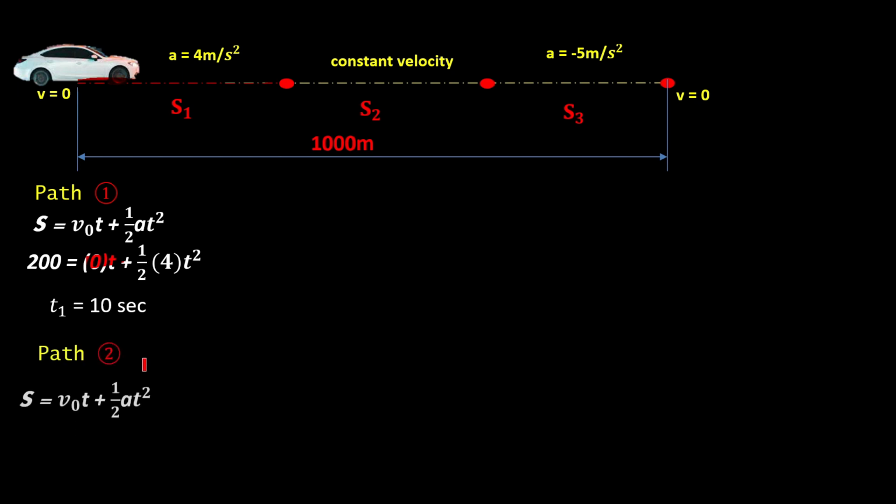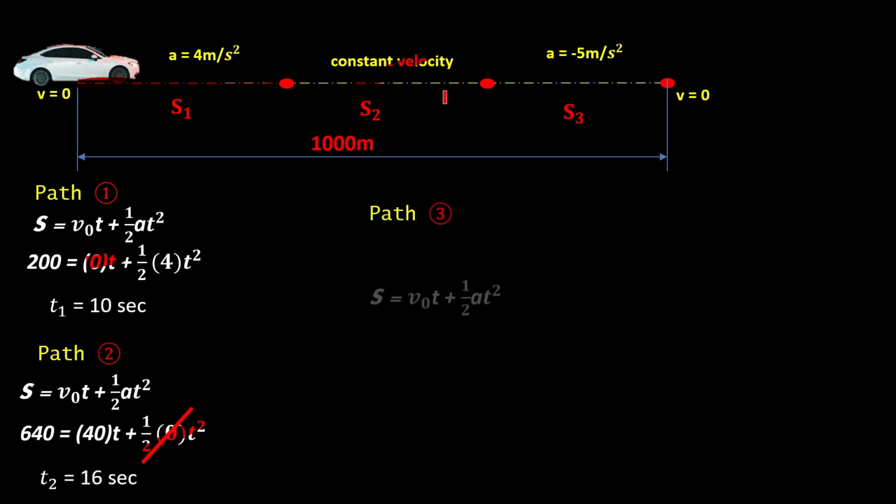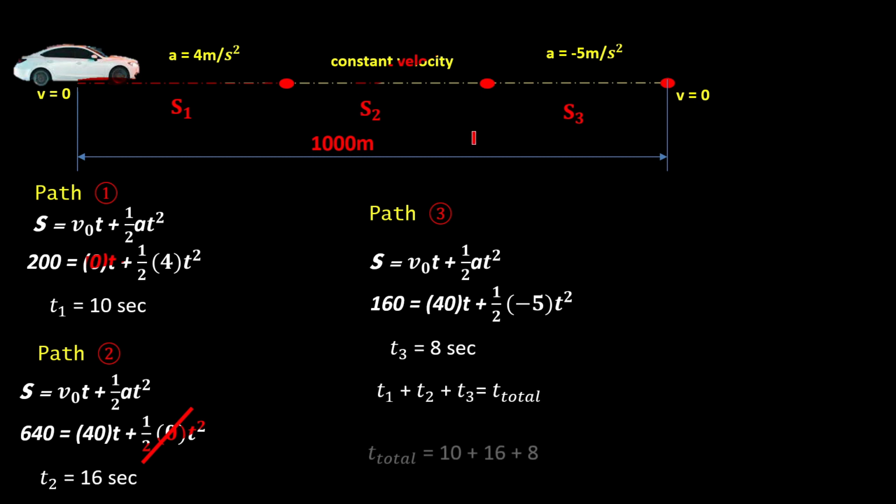Sa path 2, pwede natin itong gamitin since meron na tayong S2 na 640, direct substitution. So, 0 yung ating acceleration kasi uniform motion dito. Velocity is constant. So, cancel yan. Velocity times time, 16 seconds. Then, path 3, initial velocity times time plus 1 half at squared. So, ganoon din, mayroon tayong 160. 40 ang ating initial velocity times time minus 1 half, negative kasi deceleration. Time will be 8 seconds. So, para makumpit natin yung total time, time 1 plus time 2 plus time 3 is equals to 34 seconds. Yun yung total time of travel.